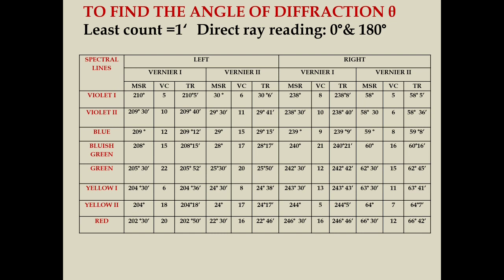So in spectral lines, we have taken 1, 2, 3, 4, some 8 lines. Some professors may advise you to take the prominent colors or only 4 colors, or some may ask you to take the entire spectral lines like violet 1, violet 2, yellow 1, yellow 2, red 1, red 2, orange. So it varies from professor to professor.